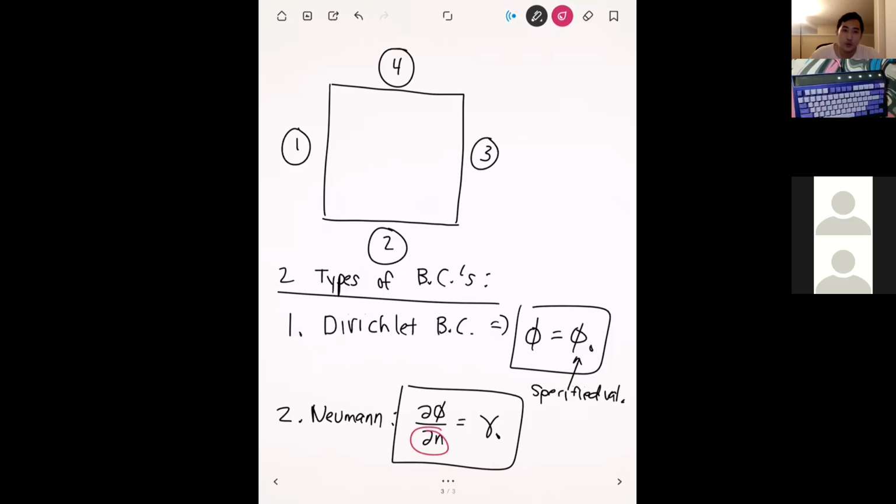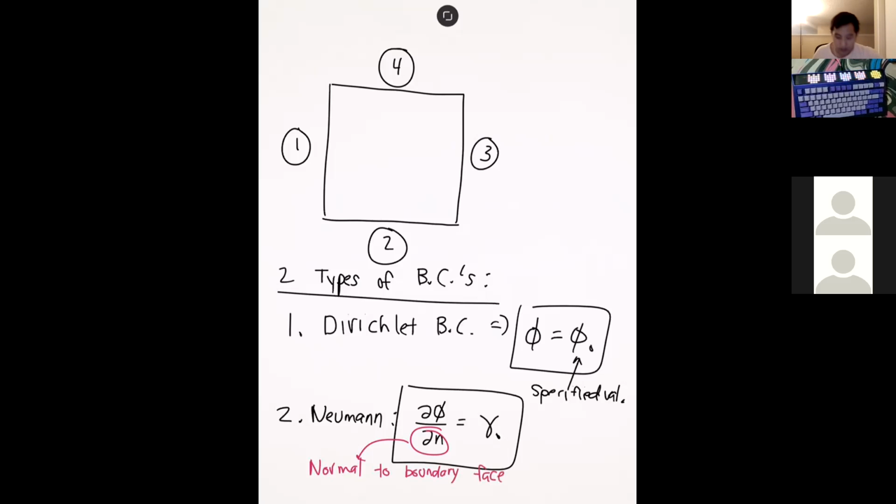If you notice, the derivative that I put here is with respect to n. What I mean by that is that because we're in 2D, we can have derivatives either in x or in y. And so the reason I put n right here is because this derivative has to be taken in the direction normal to the boundary face. I'll show you what that means when we get there.